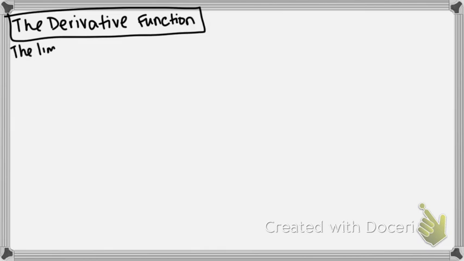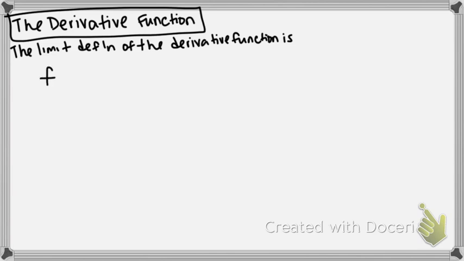The limit definition of the derivative function is, and now we're going to start labeling it. So there's notation to mean derivative. We can't use f of x. That was the original. So what we're going to do is put a little prime symbol up there.